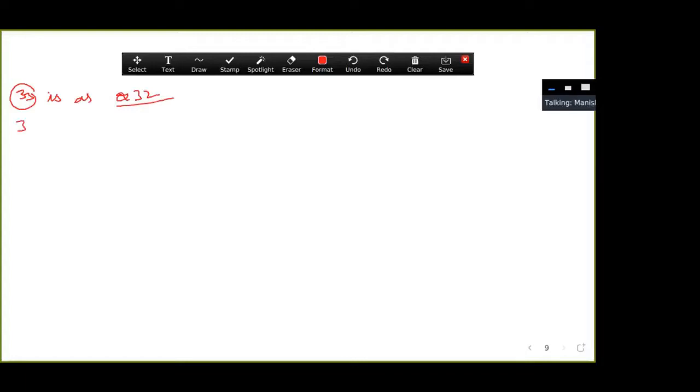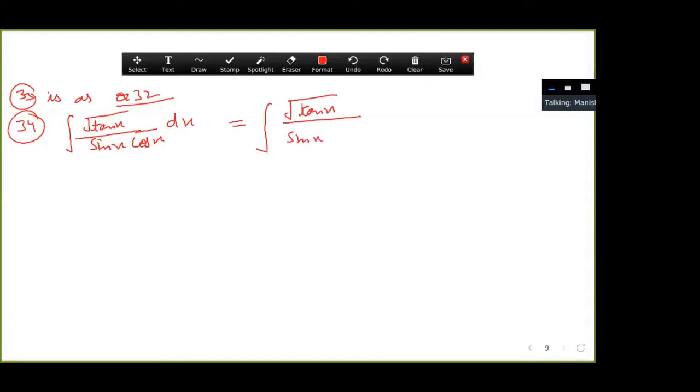Now question number 34. In this question, the integration of root tangent x upon sin x into cos x with respect to x. First of all, I have to simplify the question. That can be written as root tangent x upon sin x into cos x. Here the derivative of tangent x is secant square x, which means secant is required in the question. So for secant, we have to multiply by cos x and divide by cos x in the denominator.